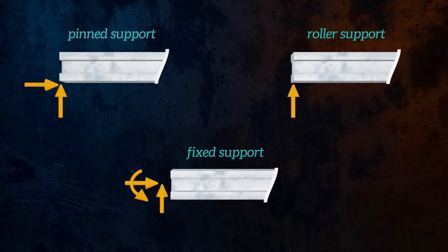So as we have said, the pin support will have two reactions, and it restricts the beam in two directional movements. On the other hand, the roller support restricts the beam in vertical movements, so it will have one reaction, and the final one, which is fixed support, will have three reactions in total.